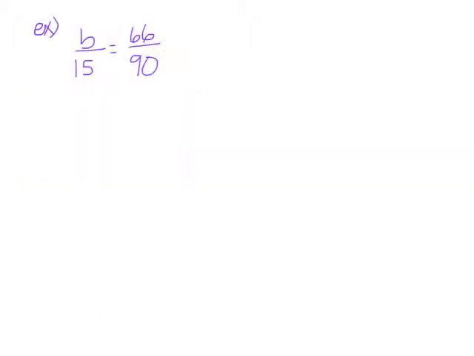Go ahead and pause the video, and I want you to try this one on your own. So what is happening to 90 to get me to 15? Well, it's being divided by 6. So I need to take 66 divided by 6, and I'm going to get that b equals 11.